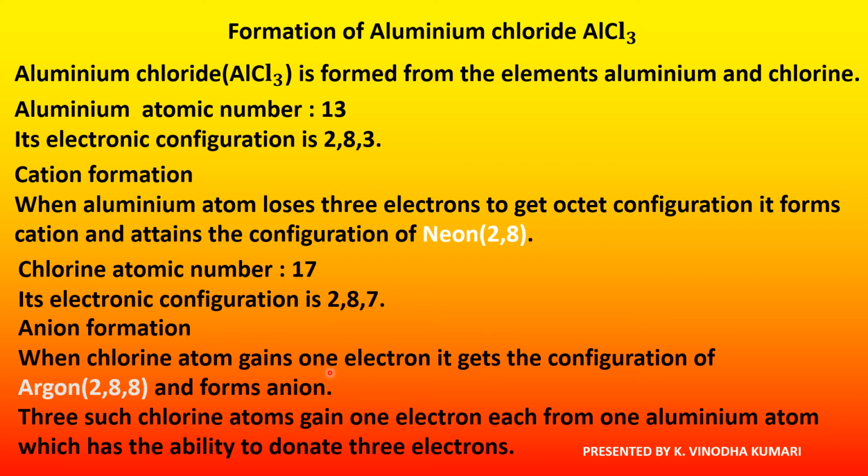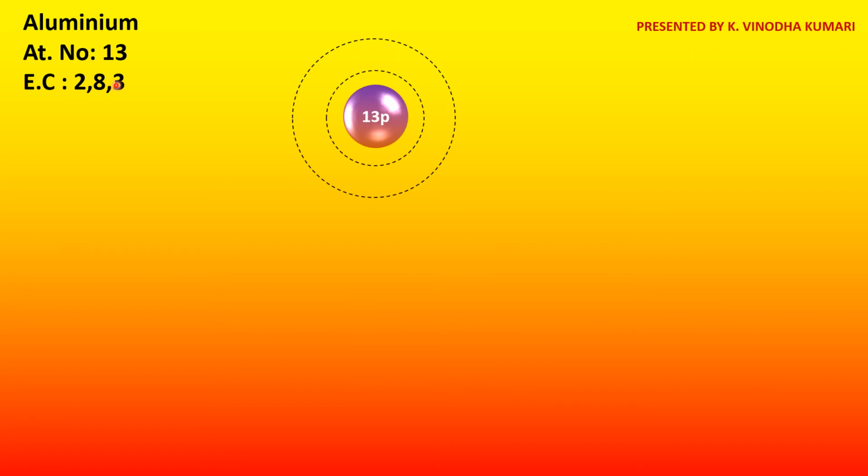Okay. Now we'll see the transfer of electrons from aluminium to chlorine. Aluminium atomic number is 13. Its configuration is 2, 8, 3. See, these are the 13 protons. In the first shell, it has 2 electrons. In the second shell, it has 8 electrons. And in the third shell, it has 3 electrons. These 3 electrons are transferred, 1 electron each, to chlorine.